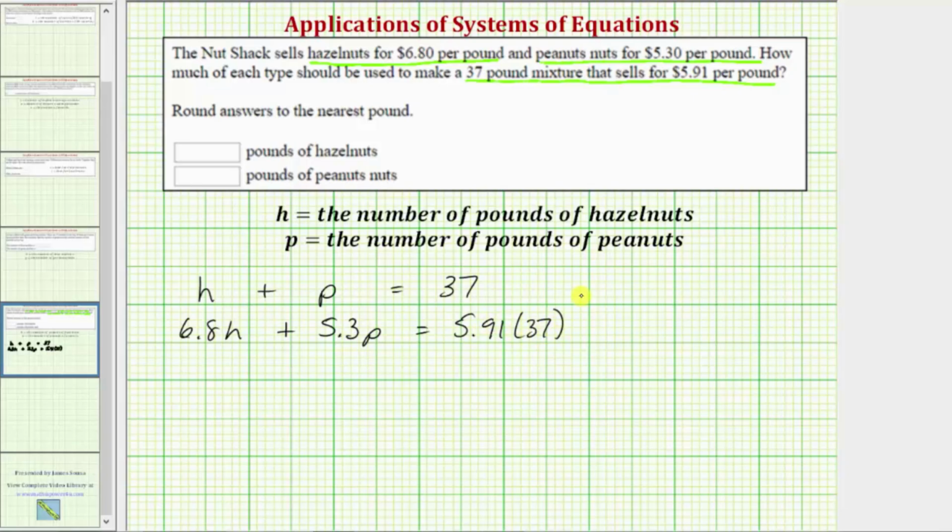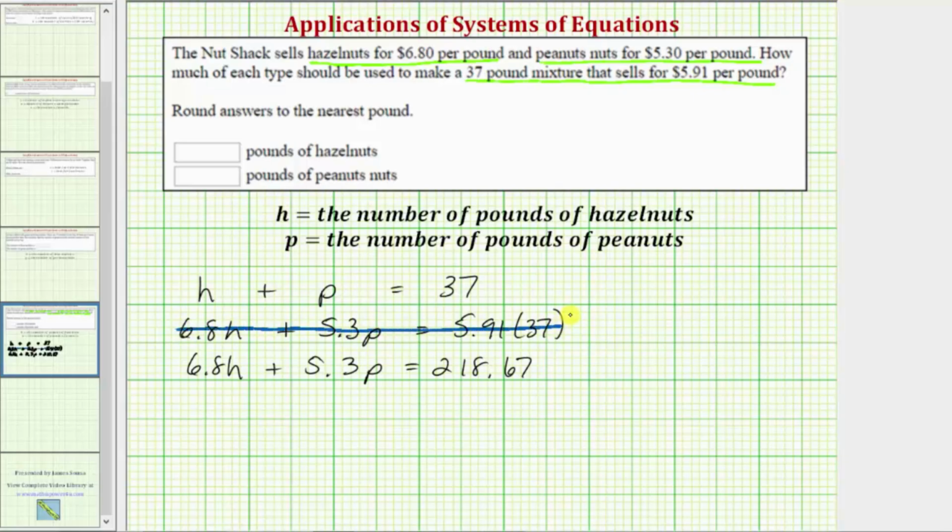So now to determine how many pounds of hazelnuts and how many pounds of peanuts the mixture will have, we need to solve this system of equations. 5.91 times 37 is equal to 218.67. So let's write the second equation as 6.8h plus 5.3p equals 218.67. So now we can disregard this equation here.